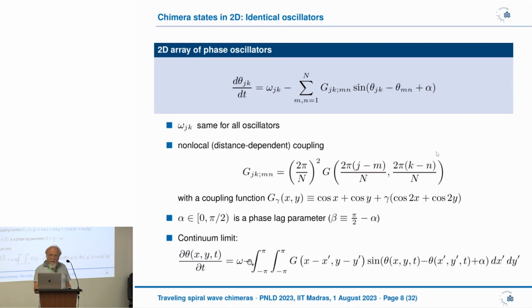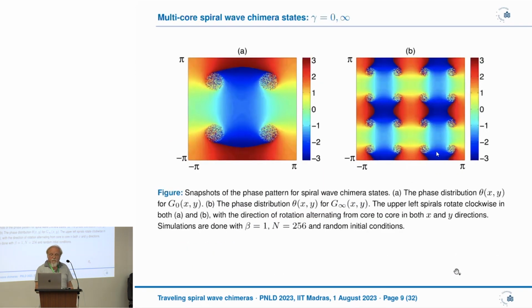Now, you can do the same continuum limit that I've described in the 1D case, and you get this kind of equation. And here, all the frequencies are the same, because I'm, for now, looking at identical oscillators, okay? Here is that coupling kernel that I've introduced over here, and then you have the same sort of terms beyond that. So here is what you get when you solve this problem. So this is a 4-core chimera. You can see the 4 incoherent cores, the waves around them, the laminar waves or synchronized waves rotate clockwise around this one, counterclockwise around this one, and so on. And you can generate, for example, more complicated structures like these 16-core states.